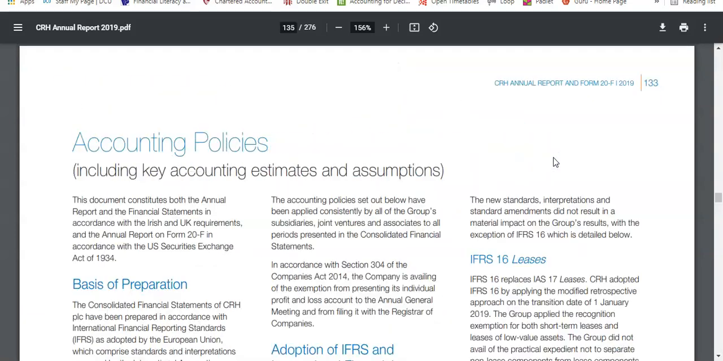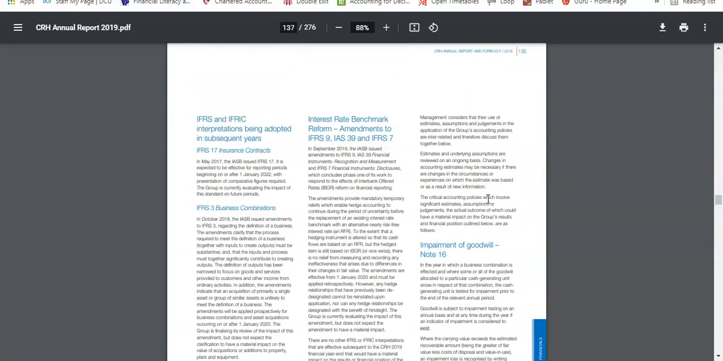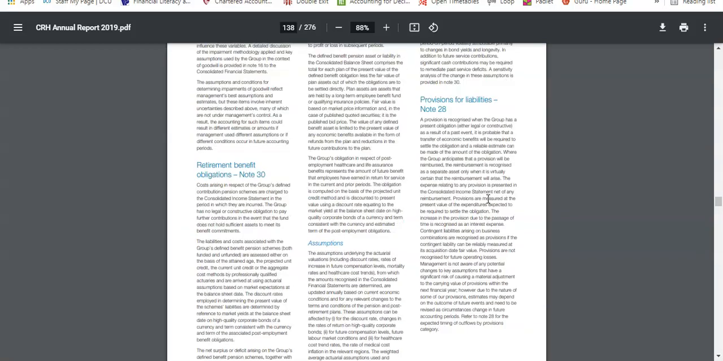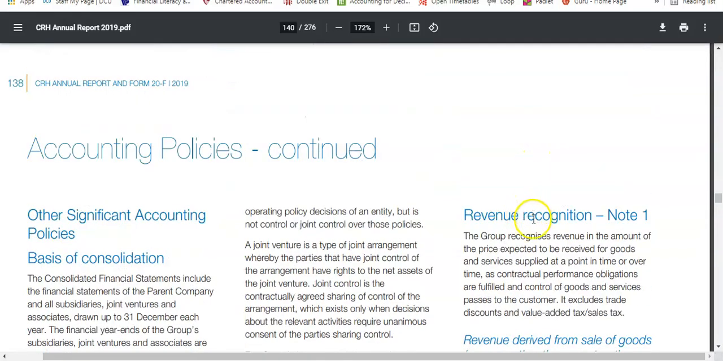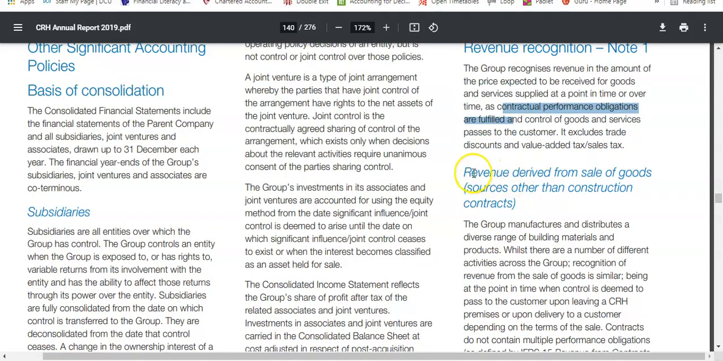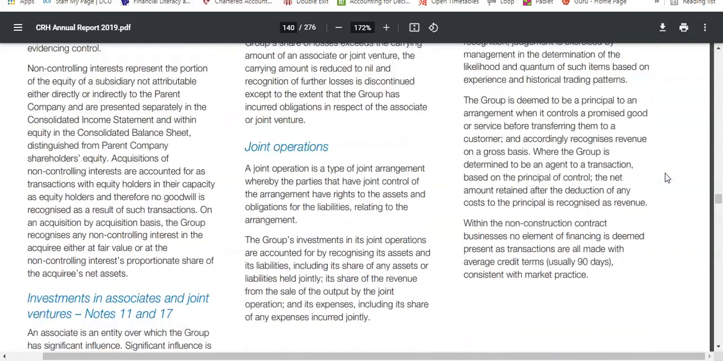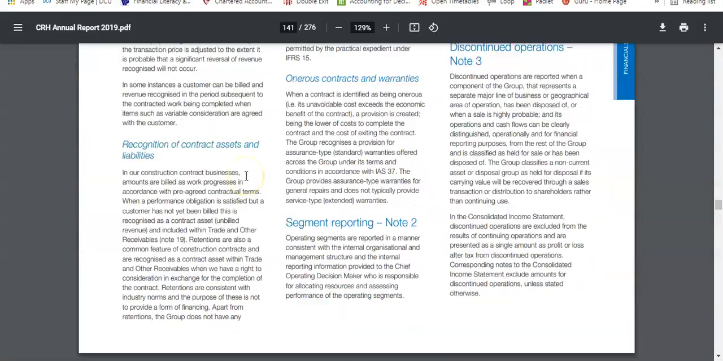If you go to their accounting policies, which you see here, and we go down through accounting policies, keep going down. Revenue recognition, see note 1. It tells you the group recognizes revenue in the amount of the price expected to receive from the goods and services supplied at a point in time or over a point in time, as contractual performance obligations are fulfilled. So again, it's all the language around IFRS 15. They tell you how they recognize revenue from sale of goods. They tell you how they recognize revenue from construction contracts, because it's the type of business they are. So it's a huge amount of detail there.